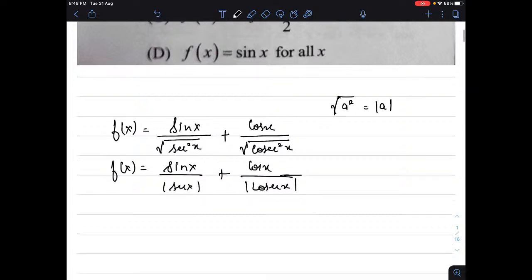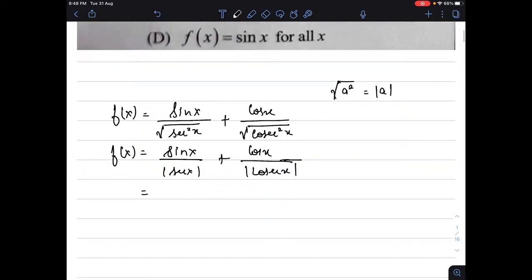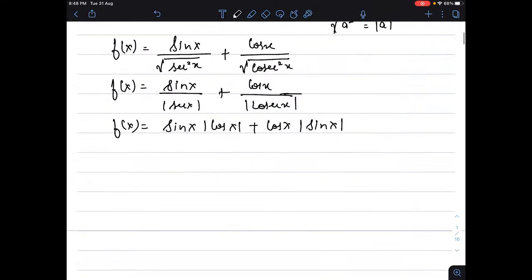And reciprocal of sec x is cos x we are knowing, and reciprocal of cosec x is sin x we are knowing. So this will be becoming sin x multiplied by mod of cos x plus cos x multiplied by mod of sin x. This is the value of f(x) we are knowing. Now guys, we would have to look for the sign of mod of sin x and mod of cos x written by us over here.